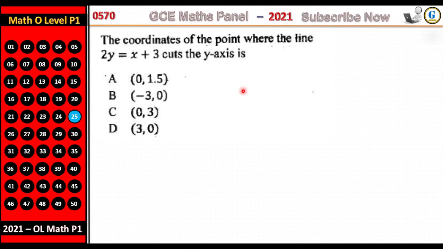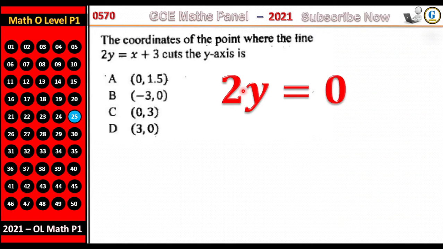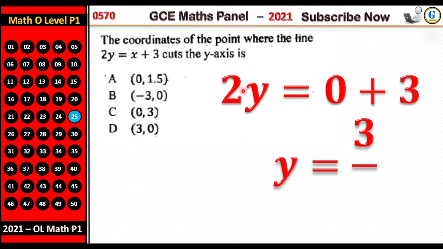25. The coordinates of the point where the line 2y equals x plus 3 cuts the y-axis is. What do we mean by something cutting the y-axis? Something only cuts the y-axis when x is 0, because along the y-axis, x is always equal to 0. So we just have to say when x is equal to 0 and we fit it inside this equation, we'll have 2y equal to 0 plus 3, and y will be equal to 3 on 2. So it cuts the y-axis at the point where x is 0 and y is 3 on 2. What's 3 on 2? 1.5.